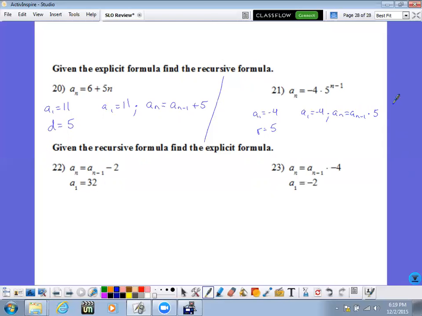All right, number 22, given the recursive formula, find the explicit formula. Gives you your first term, and it gives you your difference. So all you're going to have to do is put them in the right spots. Remember, your first term goes in front, plus your difference times n minus 1. You distribute. 32, I'm going to just leave it as minus 2n plus 2. We get 34 minus 2n, or some people might write it as negative 2n plus 34.